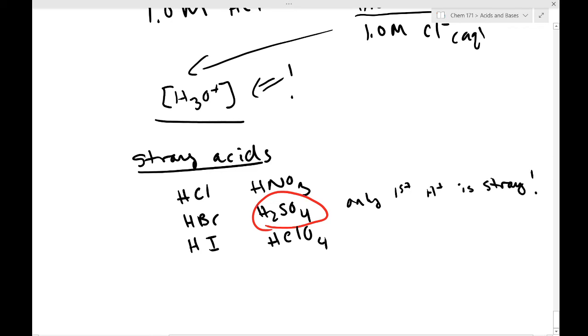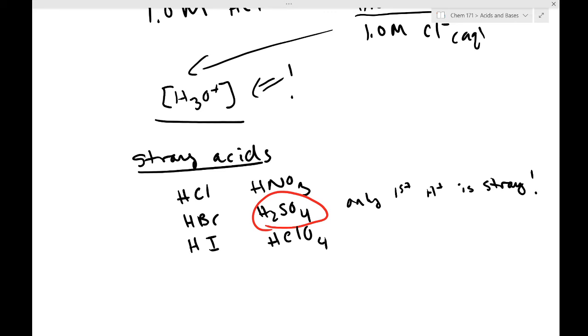Okay, only the first hydrogen is strong. So when you put this into solution, it completely disassociates into H plus and HSO4 minus. Now the HSO4 minus can lose its proton, but this is a weak disassociation. So not all of the HSO4 minus is going to completely disassociate into H plus and SO4 2 minus. A little bit of HSO4 minus is going to exist in solution, and a little bit of extra H plus is going to be added into the solution from that disassociation.